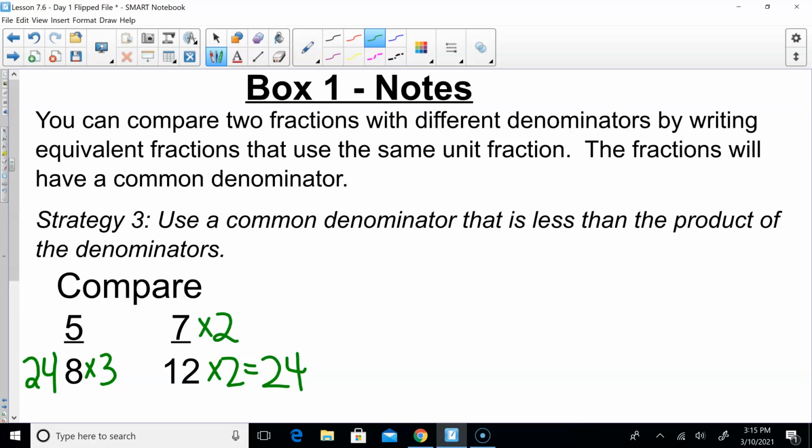Now I do the same thing to the numerators. So 7 times 2 is 14. 5 times 3 is 15. Look at that. Look how close those are. So 5/8 is greater than 7/12 because when I found a common denominator, 15/24 is greater than 14/24. So sometimes you might not have to multiply them together. You can multiply them by different numbers, but as long as they have that same common denominator, you're able to compare them from there. So those are 3 strategies that can help you become successful when you're comparing fractions that do not have the same denominator.